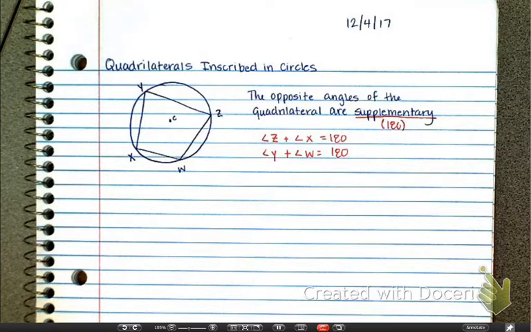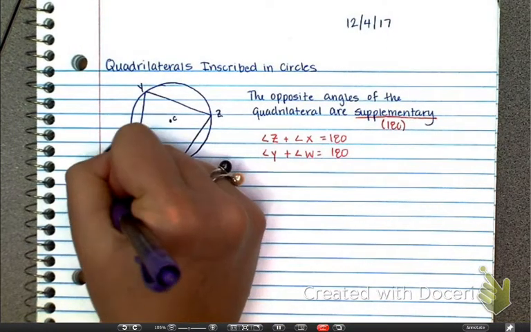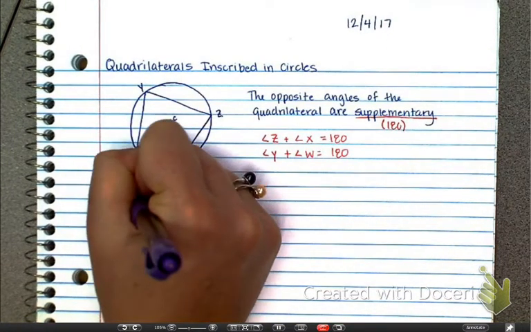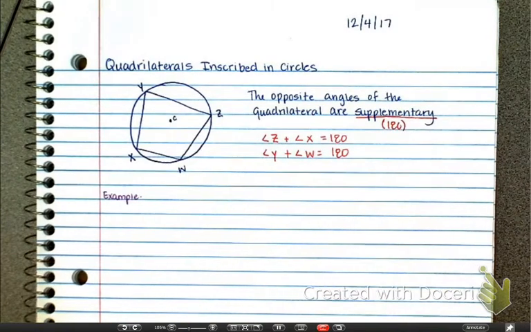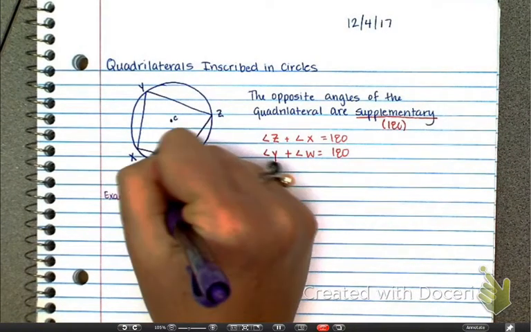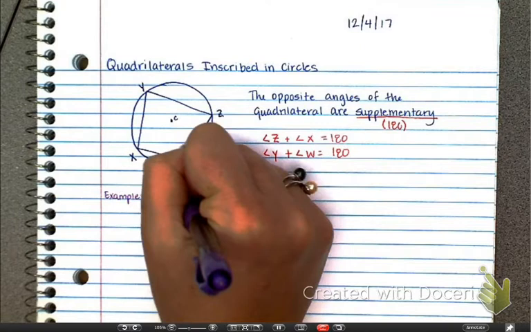All right, let's try an example. We are going to find the measure of angle LDJ.